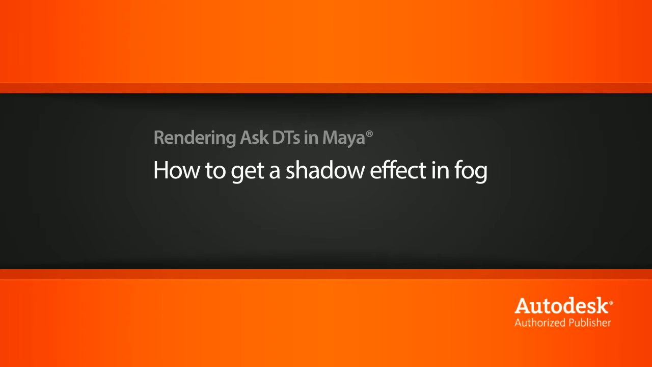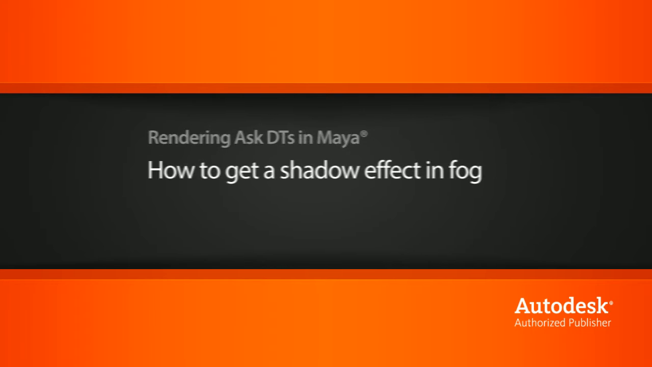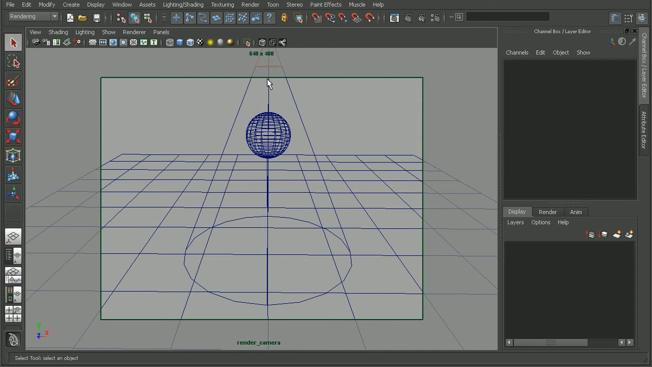In this video, we're going to look at a question from one of our users, Gimong, on how we can increase the quality of a shadow effect within our light fog. So to illustrate this, I have a sample scene set up using some of the same settings that were provided by Gimong. So let's go ahead and just render this out to see what we're working with.